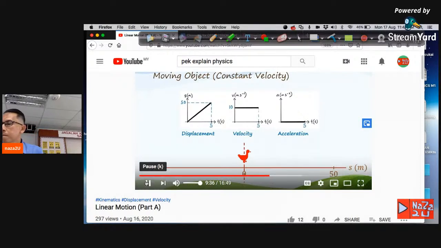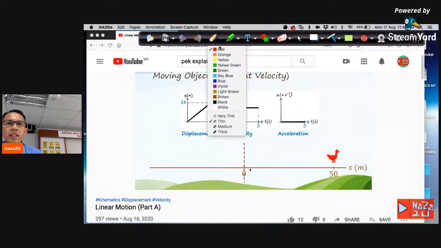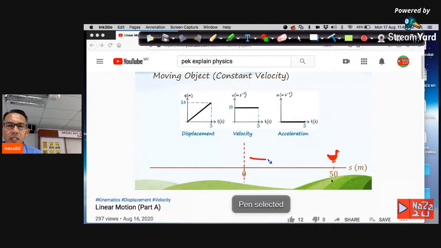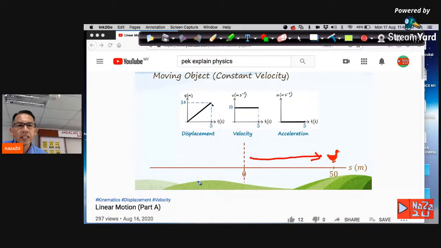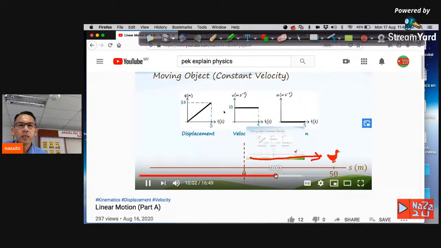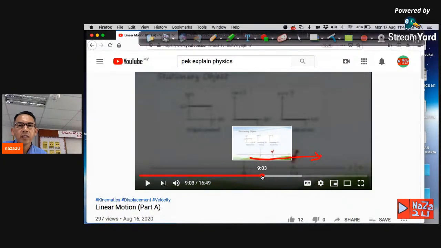So, let's see the dart. You can see this is the direction of the dart, from the origin to the 50 meter. Its movement is getting faster and faster. If we look once again here, its movement is getting faster. The gradient of the displacement graph is actually the velocity. It is getting faster.